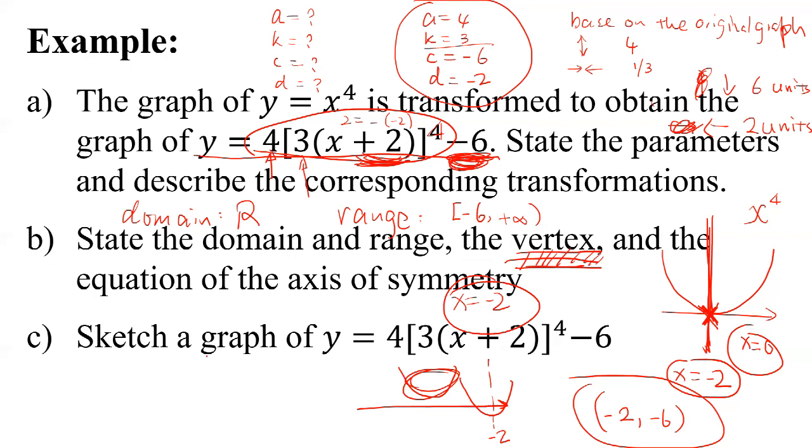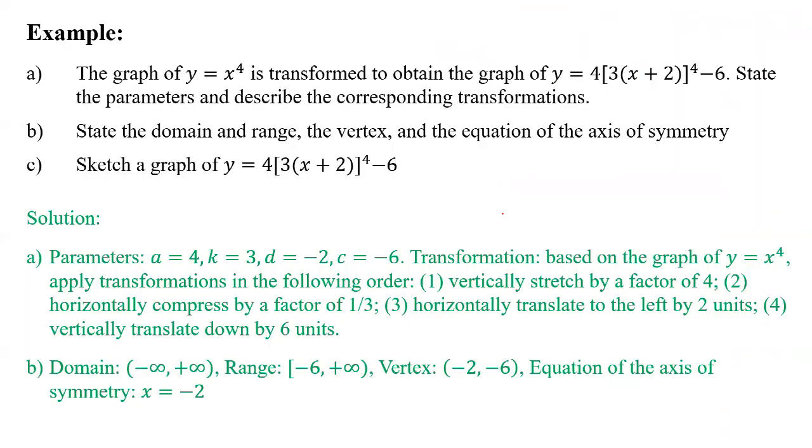Okay, last, sketch a graph of the new function. All right. How do we sketch a graph of the new function? Okay, usually we'll find its x-intercept, y-intercept, and the vertex, right? So we have already known that the vertex is (-2, -6). So what is the x-intercept? The x-intercept is just a value that makes the whole function 0, right?